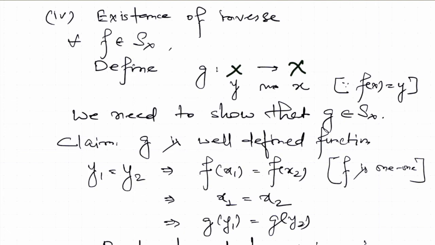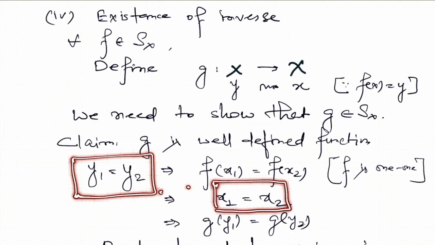That is, we have to show that g is well defined. In order to show that g is well defined, we take two representations of the same element and apply g on them, and we will show that their images are the same. So suppose y1 is equal to y2, hence there exist x1 and x2 such that f(x1) equals f(x2), and this will lead to x1 equal to x2 because f is 1-1 function. So if images are the same, then their pre-images will be the same, and hence g(y1) equals g(y2).